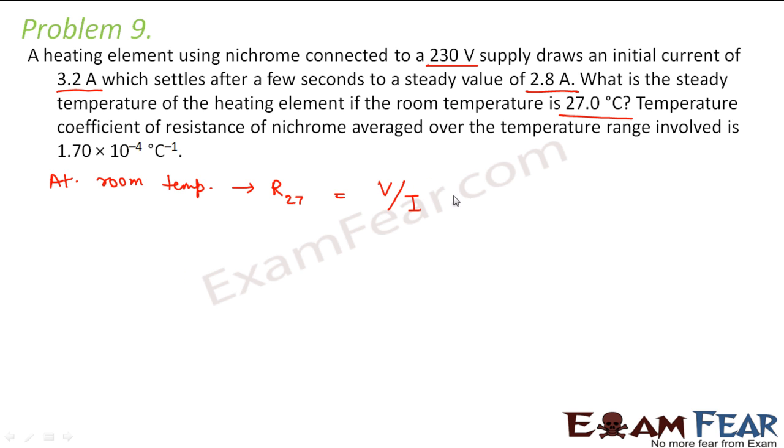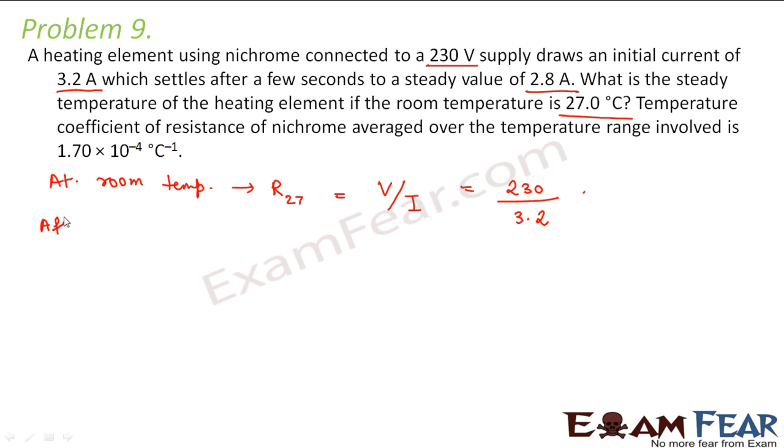Now, at room temperature, what is the voltage supply? The supply is 230 volts. And how much current is drawn? Initially, the current drawn, that is at room temperature, right? So, the initial current drawn is 3.2 amperes. So, this is the resistance at 27 degrees Celsius.